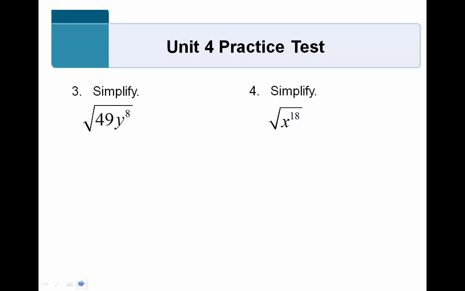Alright, recall that to take the square root of a variable that has an exponent on it, if it's even, it's a perfect square, and you just divide that by 2. The square root of 49 is 7. The square root of y to the 8th is y to the 4th. Make sure you remove the radical. The square root of x to the 18th is x to the 9th.